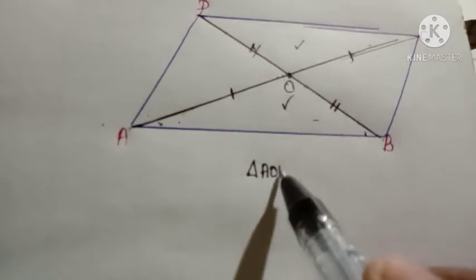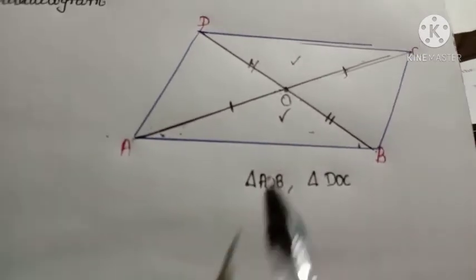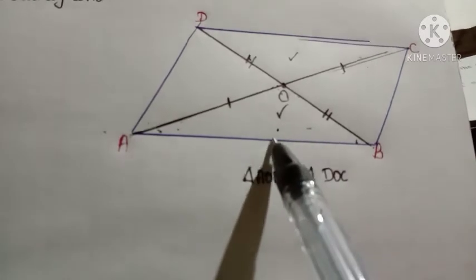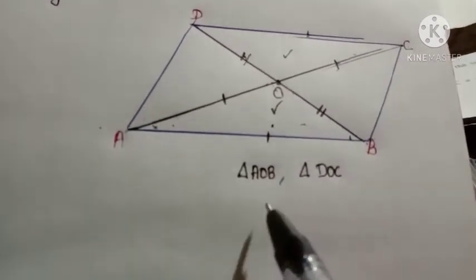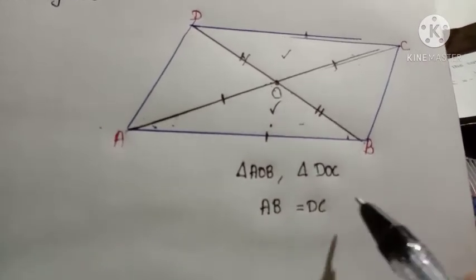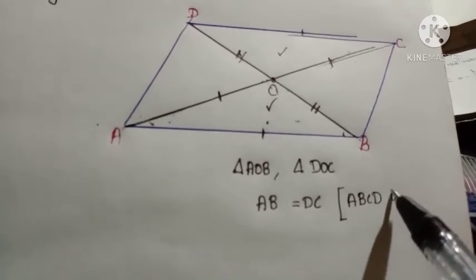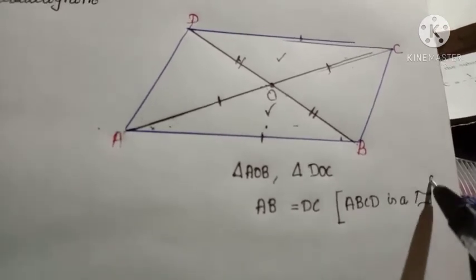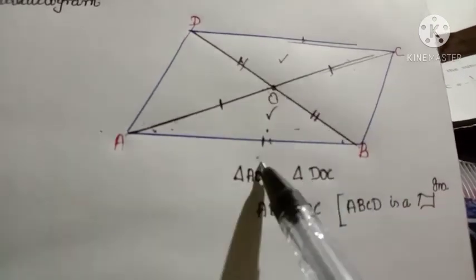Triangle AOB and triangle DOC. Listen, in these triangles, what about these two sides, AB and DC? Yes, AB and DC are equal. What is the reason? ABCD is a parallelogram, and ABCD being a parallelogram means opposite sides are equal.